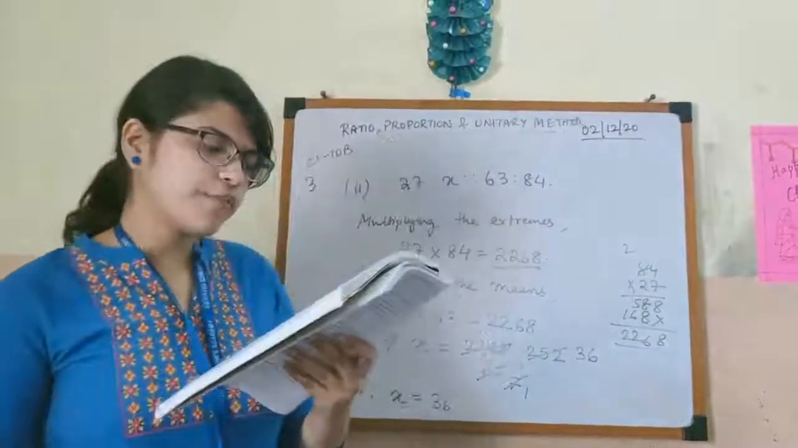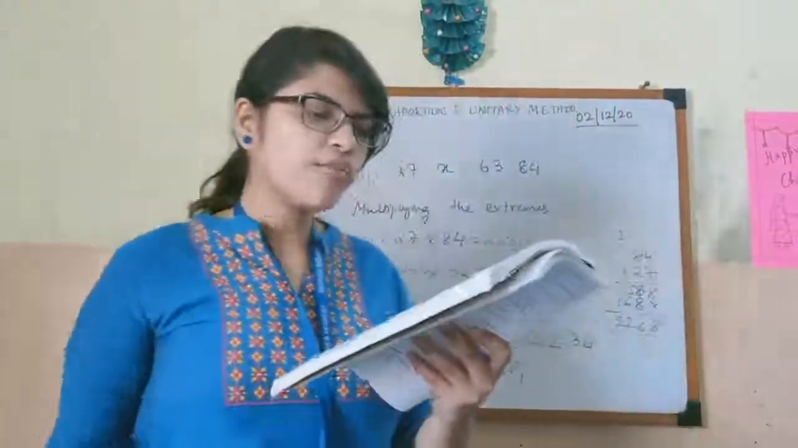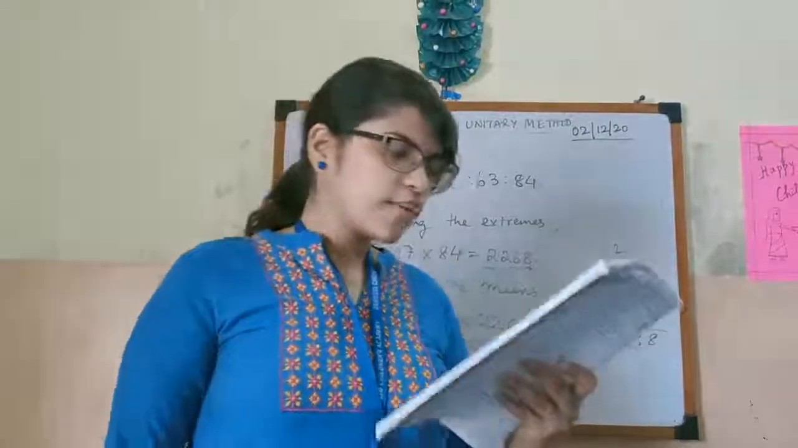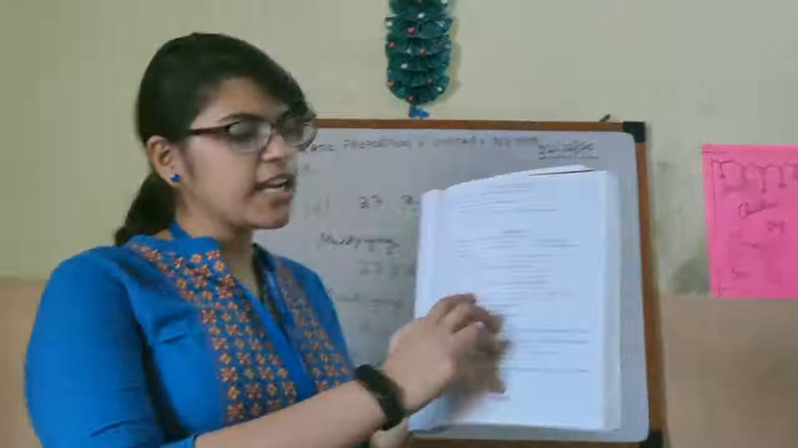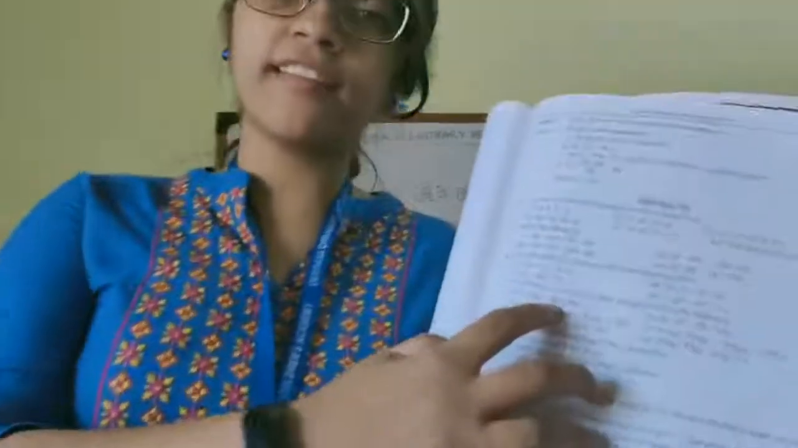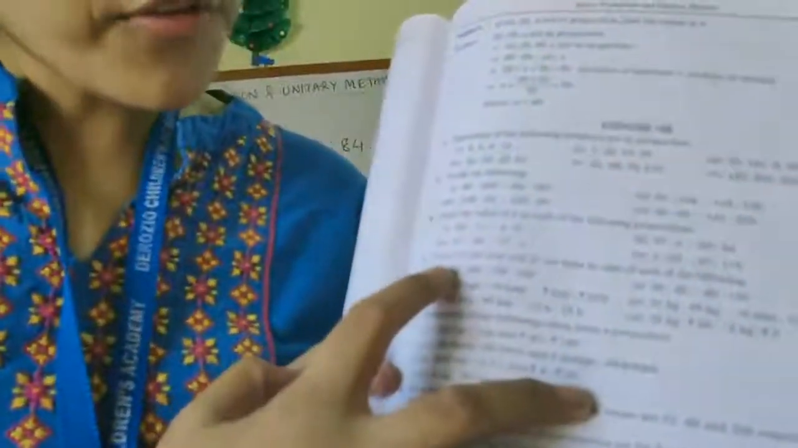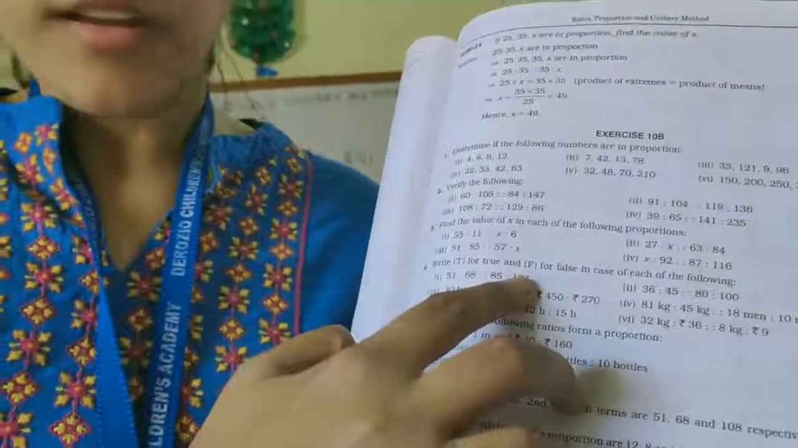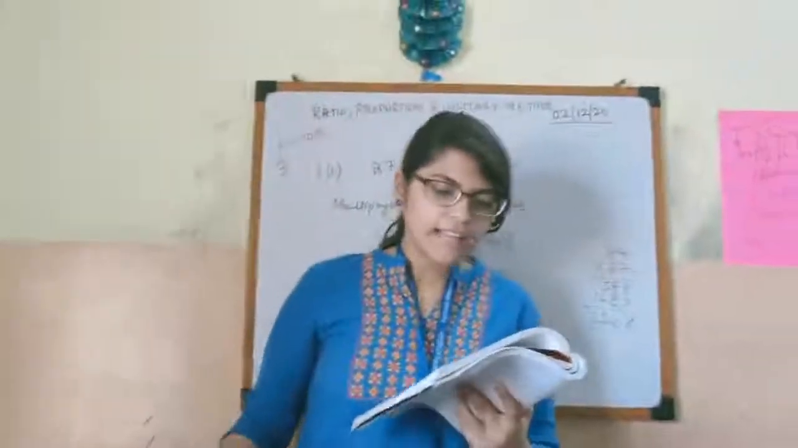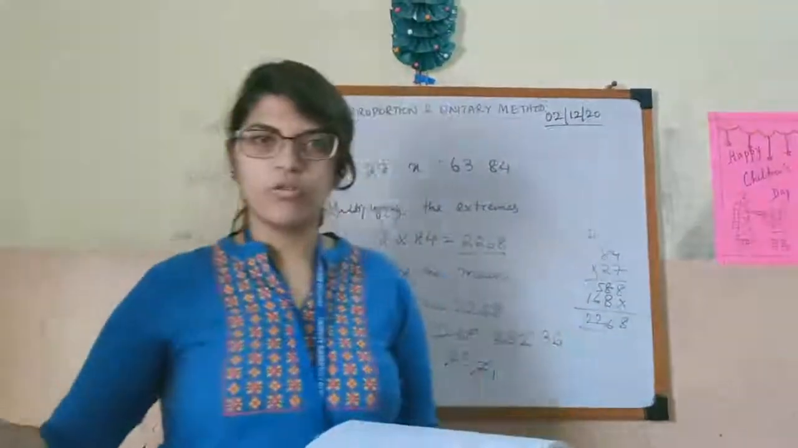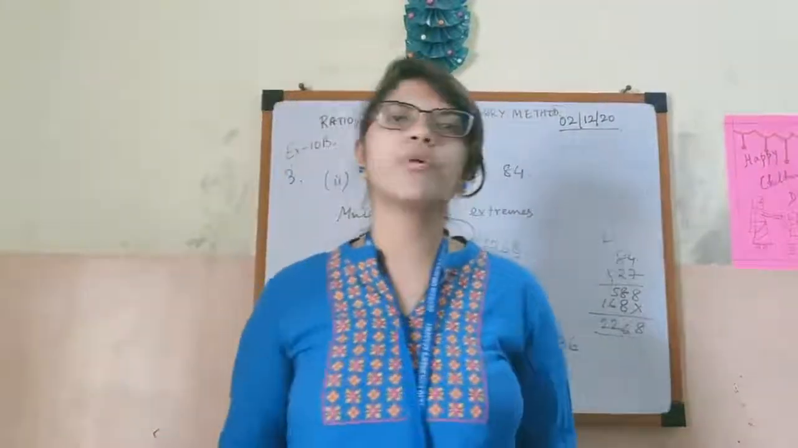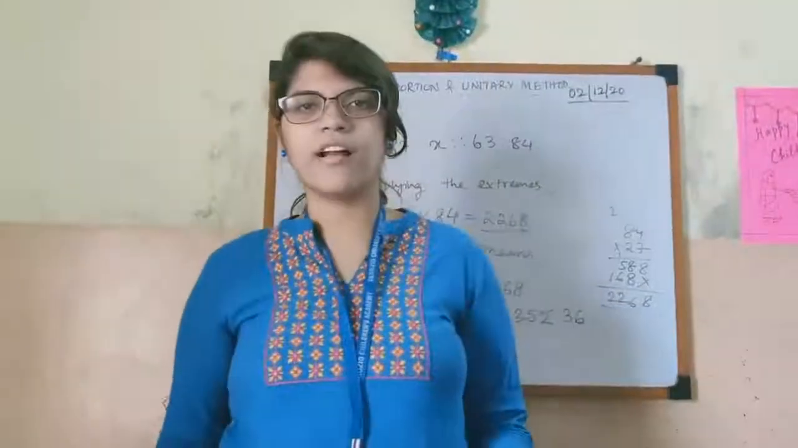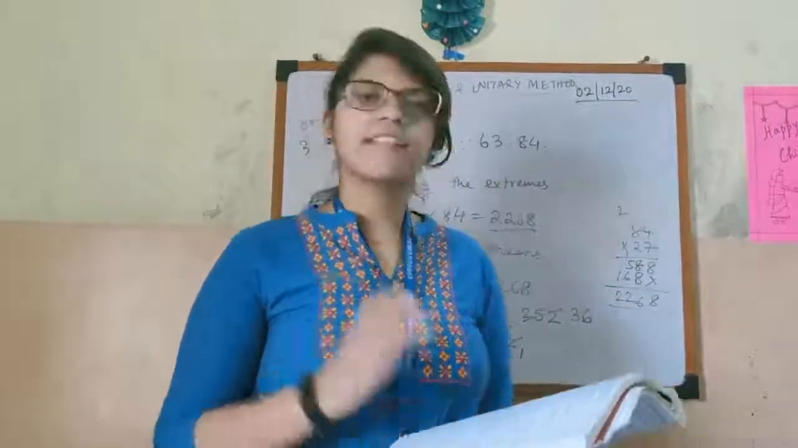Next we have sum number 4. It says write true or false in each of the following. So true or false means what? There are 4 terms given and it is written that they are in proportion because the proportionate sign is given. Okay. So in this case you have to multiply the first and the last term and the second and the third term. So if you are getting the same result, in this case you can write that it is true because it is already given they are in proportion. But if you find that they are not in proportion, that means you are not getting the same result, then you have to say that it is false.